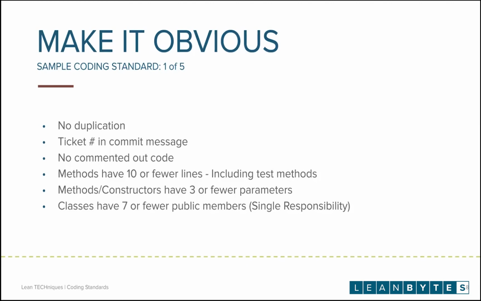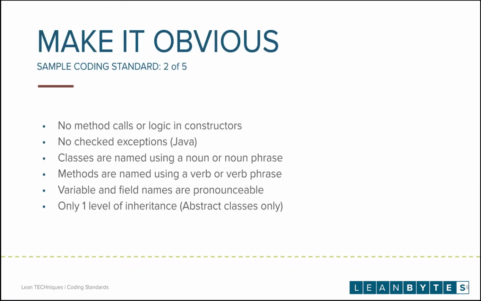Methods and constructors have three or fewer parameters. The reason this one's here is that if there's more than 3 parameters, I've found that there's generally a missing abstraction. You need a class or something else to go into that constructor. Classes have 7 or fewer public methods. This is related to single responsibility. Your classes, if they have more than 7, tend to be doing more than one thing.